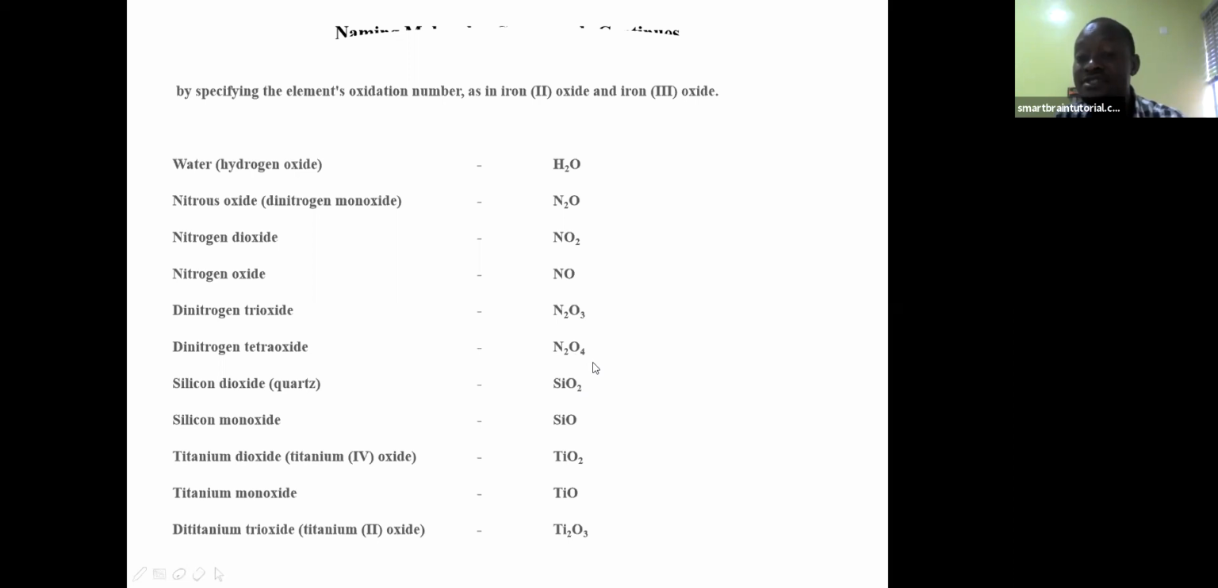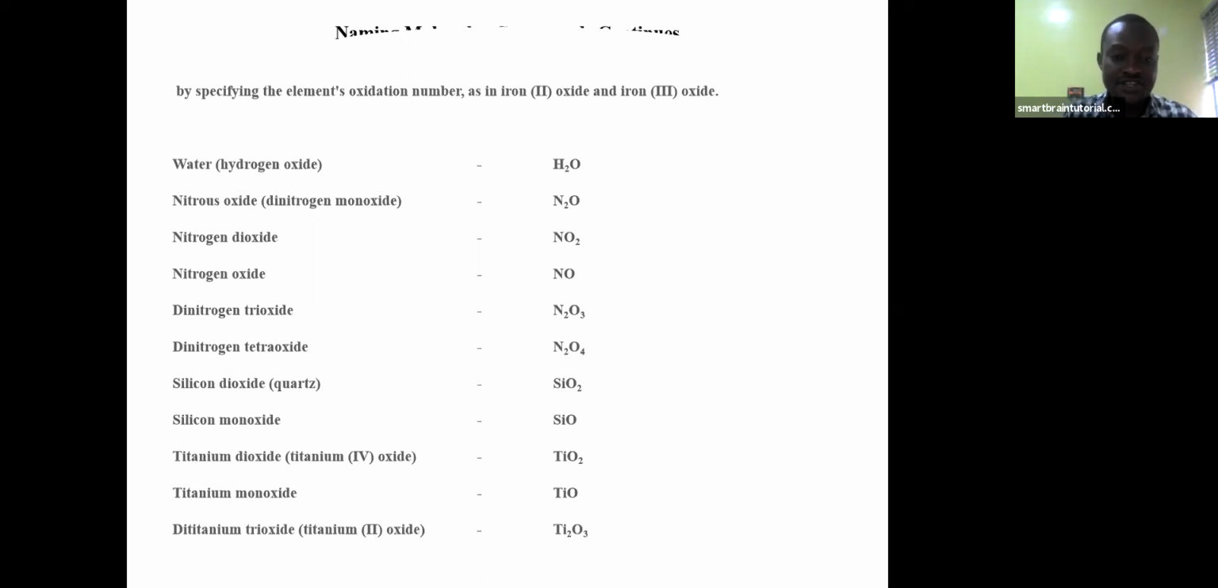We have dinitrogen tetraoxide. Here, the oxidation state of nitrogen is, if you multiply 2 by 4 for oxygen, it's going to give you 8. That means this must be multiplied by 4 again. 2 times 4 will also give 8, showing that the oxidation state of nitrogen here is 4. So this compound has the same oxidation state of nitrogen as in nitrogen dioxide, but the compound is formed in this form.